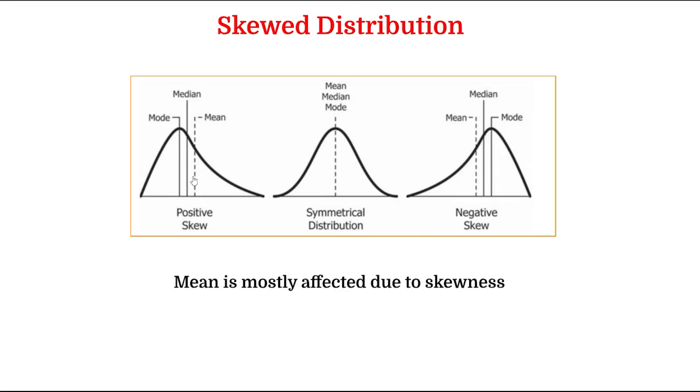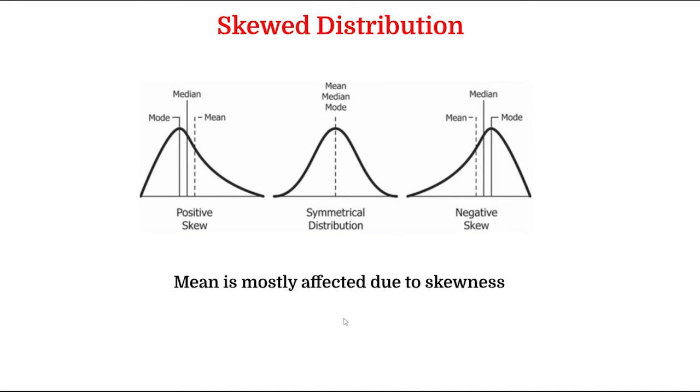Same for the positively skewed distribution. The mean shifts towards the right side because the tail is here on the right side. Also the median shifts a bit, but the mean shifts more. Therefore, we can say that the mean is mostly affected by skewness.